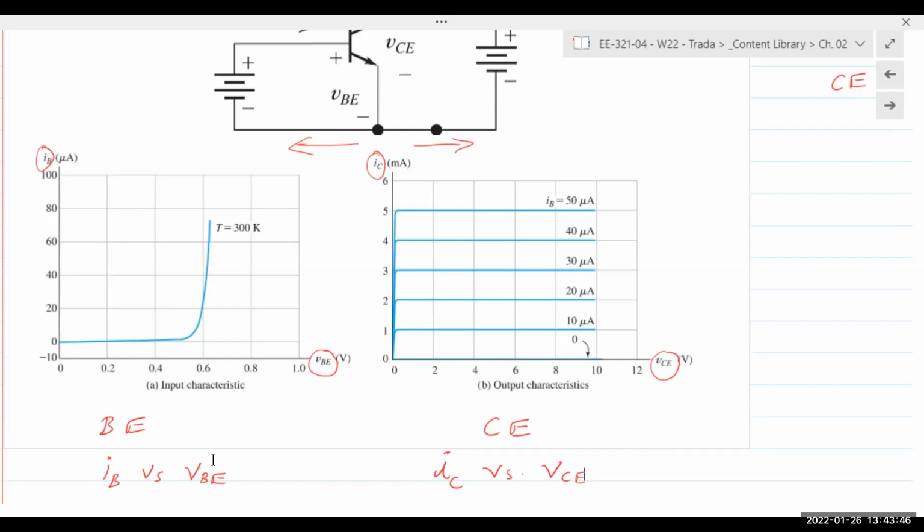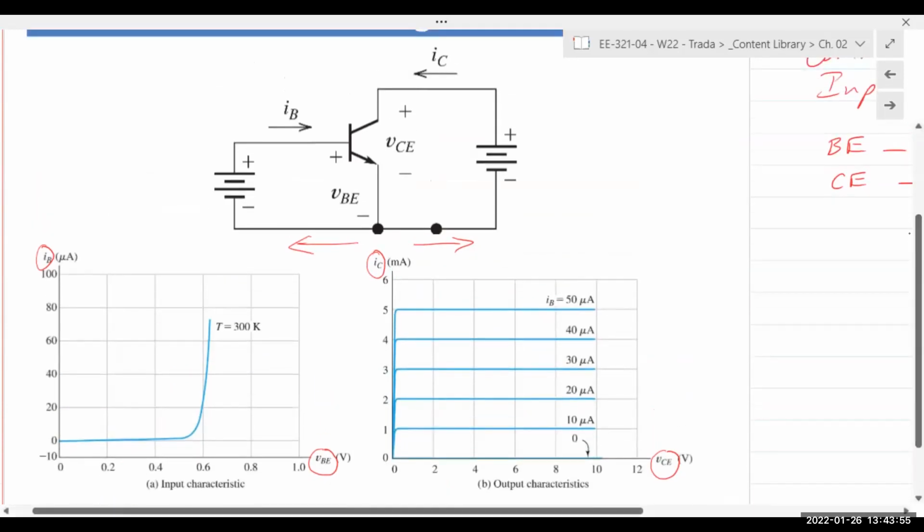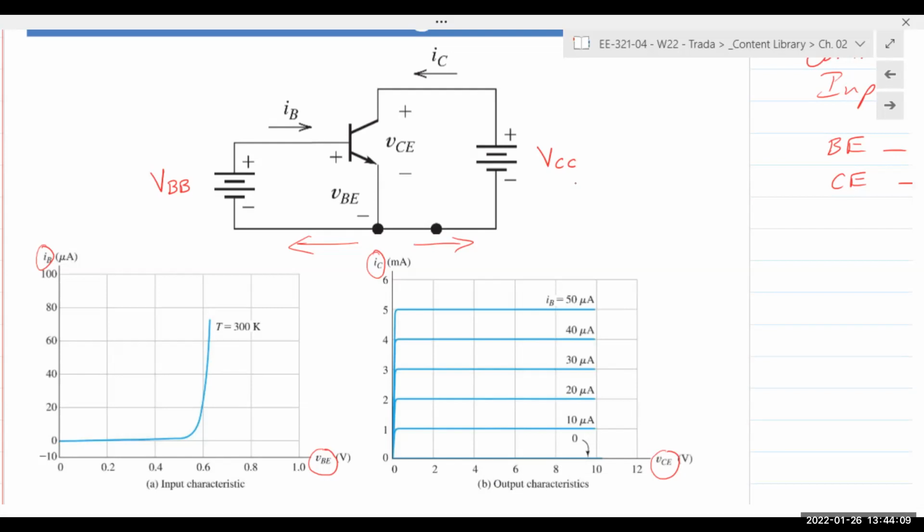So for the base emitter junction, once it is forward bias, it doesn't matter how much voltage you apply on the input side. This is typically referred to as VBB, supply voltage VBB, and this is referred to as VCC, supply voltage VCC. Once that VBB supply crosses 0.6 or 0.7 volts, this VBE always remains constant. The forward bias junction VBE will always be 0.6 to 0.7 volts, for a silicon BJT.